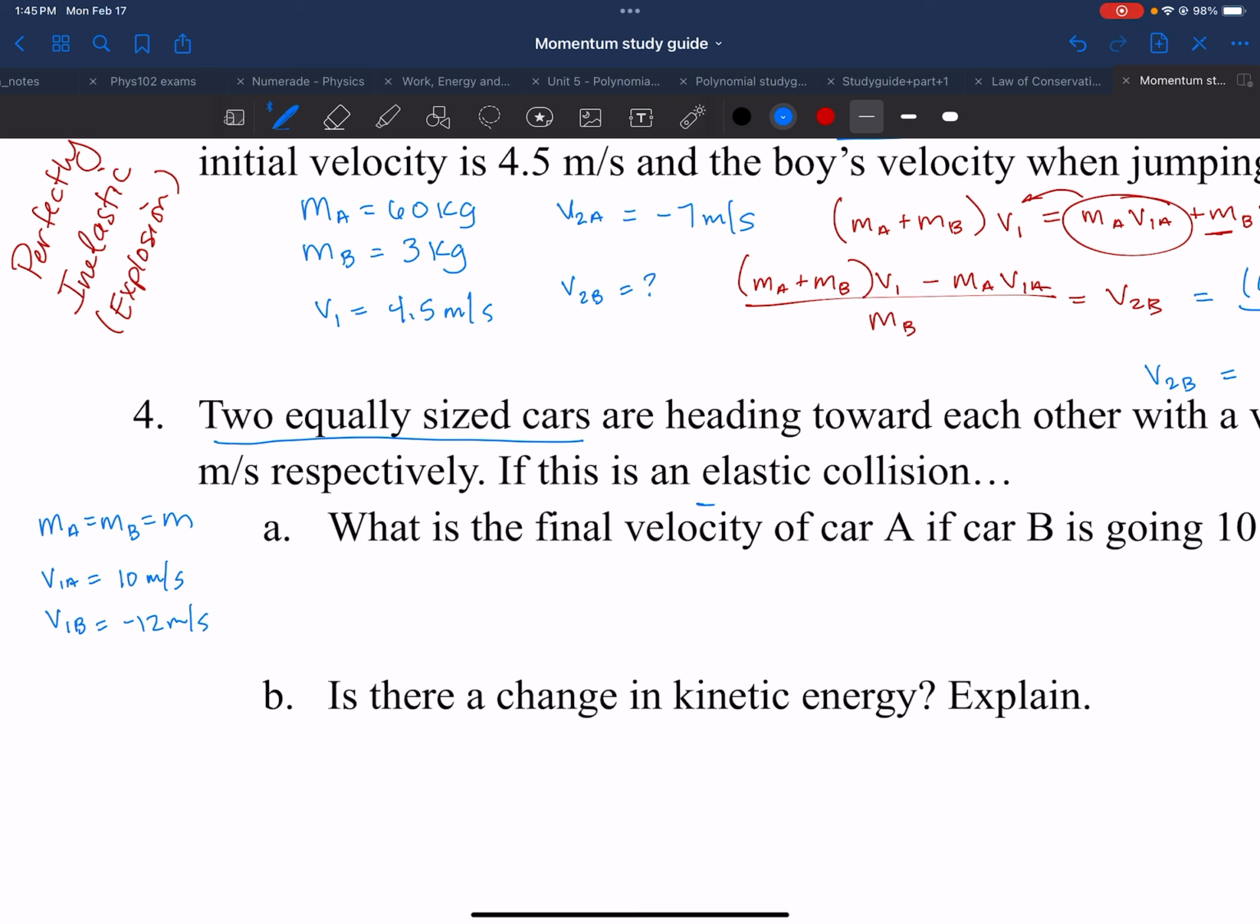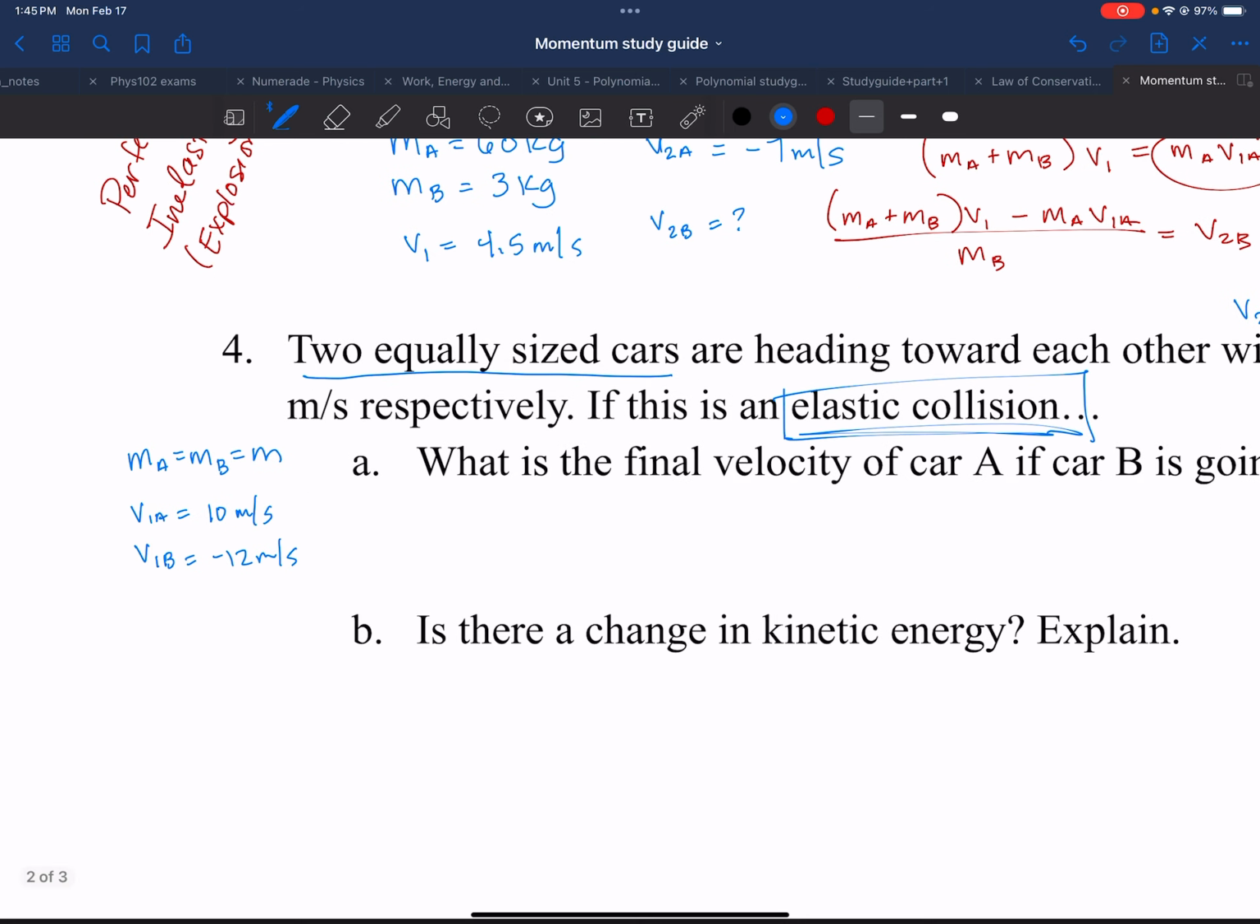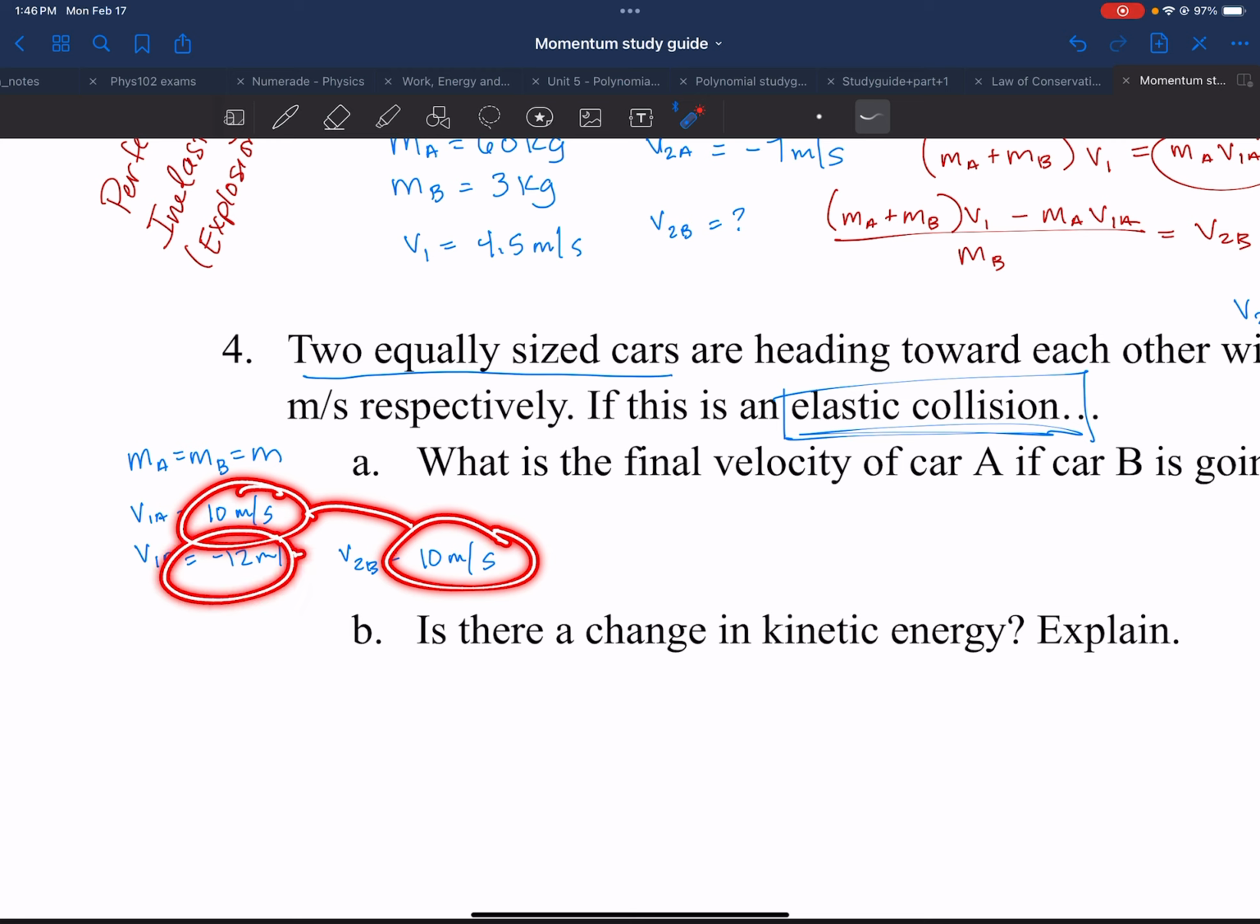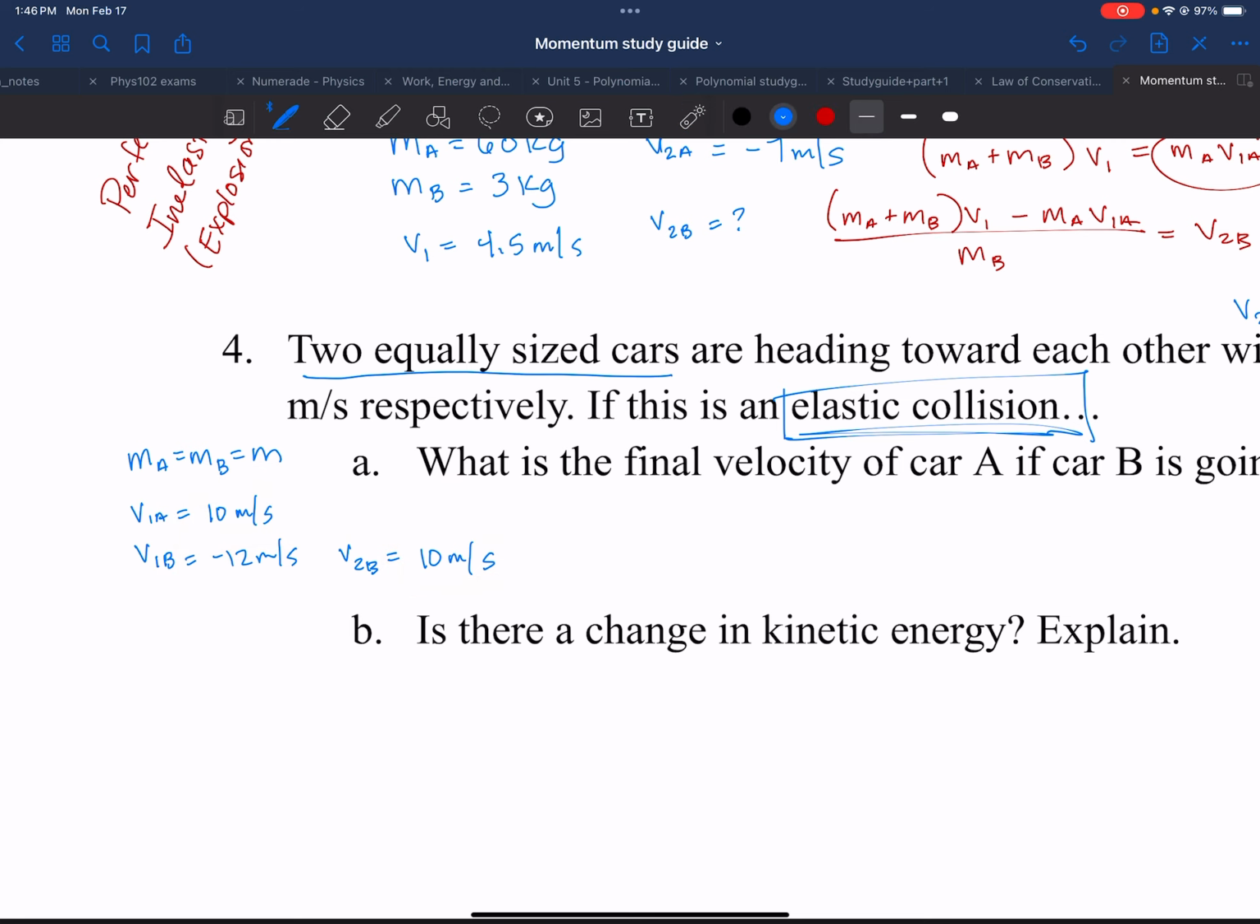If this is an elastic collision, it's written right there in the problem, so we don't have to worry about stating what kind it is. What is the final velocity of car A if car B is going 10 meters per second after the collision? So V2B is equal to 10 meters per second. And I see right here that this 10 has just switched from object A to object B, which means that this one is going to switch to V2 of object A. So that is going to become negative 12 meters per second. And I can do that because it's elastic.